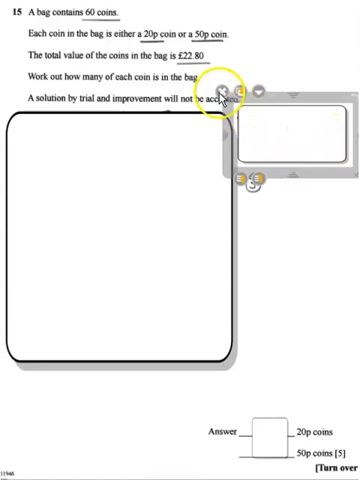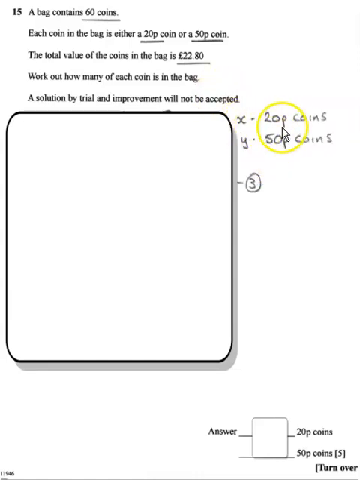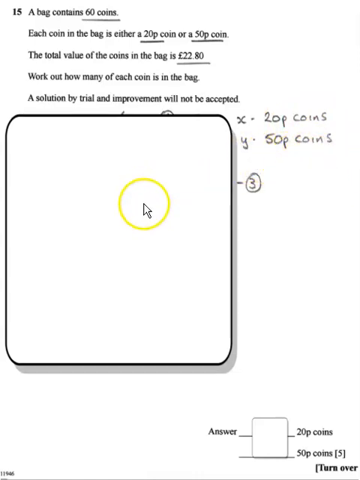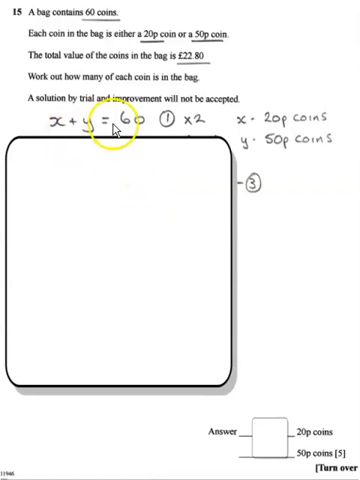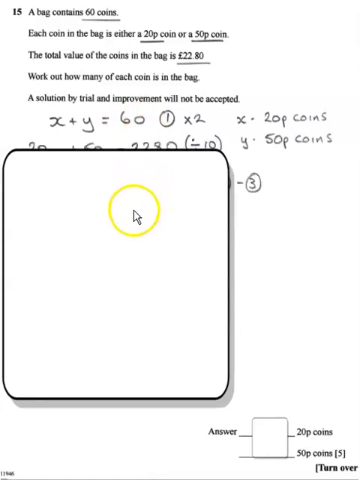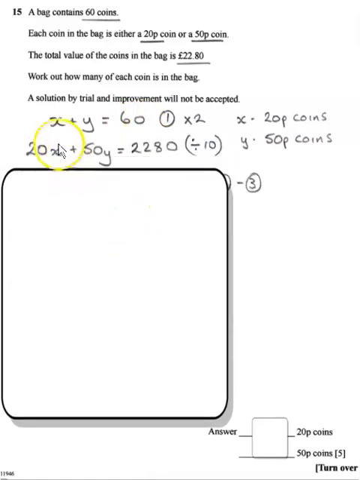First of all, I've labelled each one: X would be the 20p coins and Y would be the 50p coins. We know if we add all the coins up, they should equal 60 coins. So that's X plus Y equals 60. The next part is the amount of 20p coins plus the amount of 50p coins should add up to £22.80. I'll put this in pence because sometimes it's easier to work with in pence.